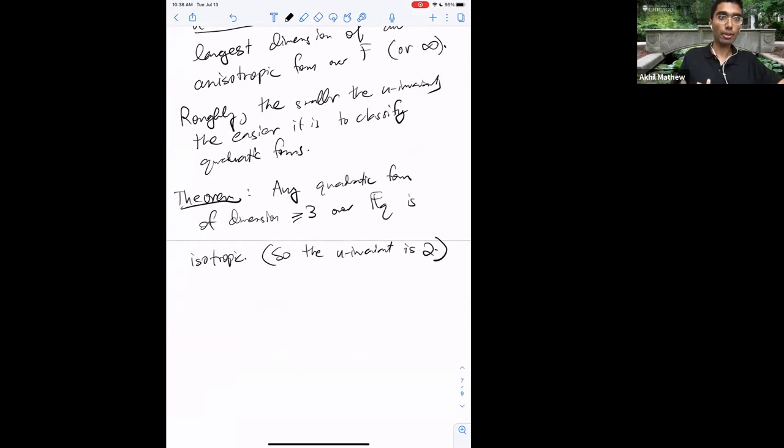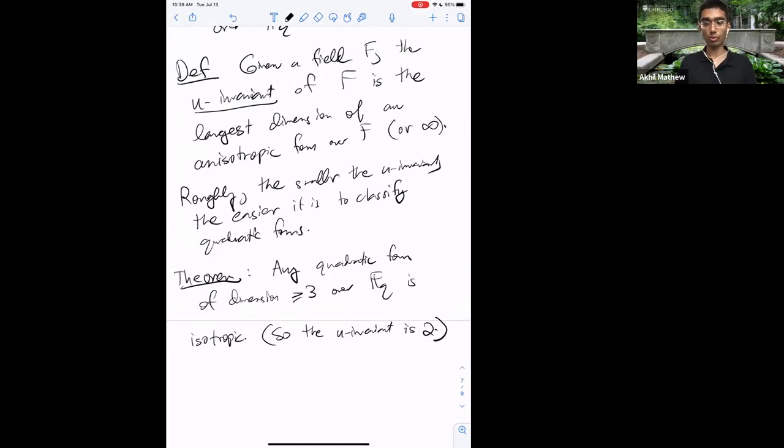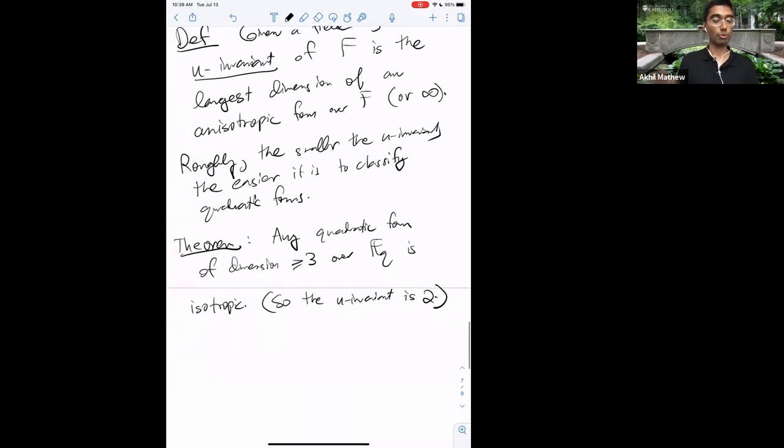This is a basic fact, which is going to tell us that the classification of quadratic forms is very simple over a finite field. In fact, this classification is going to work over any field where the u-invariant is equal to 2.